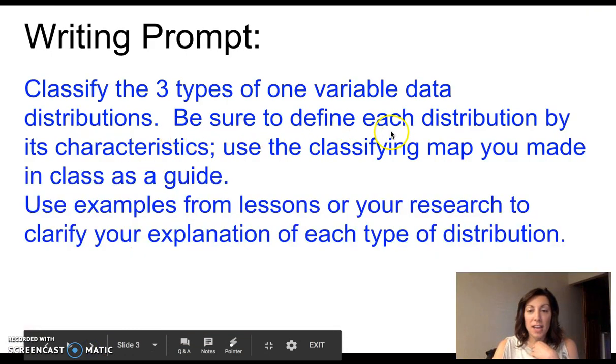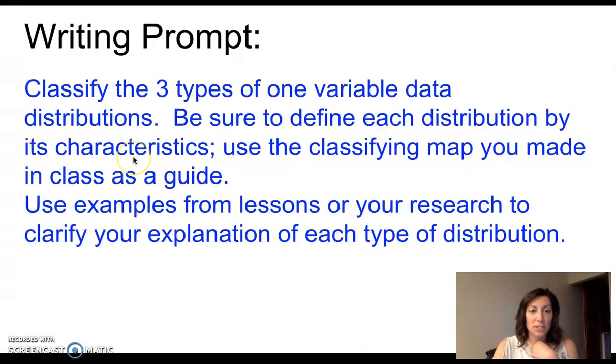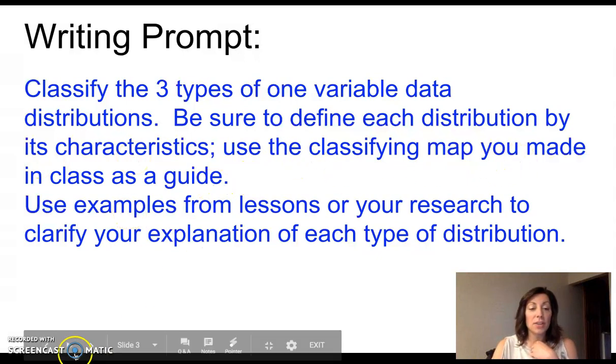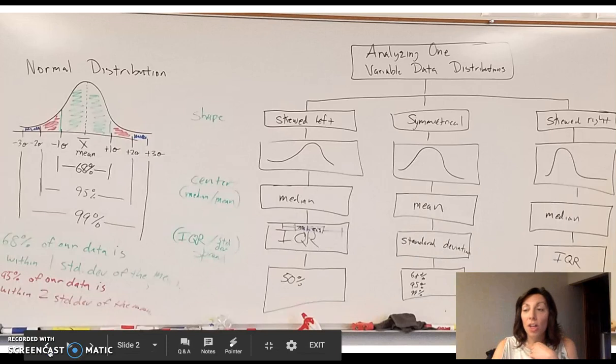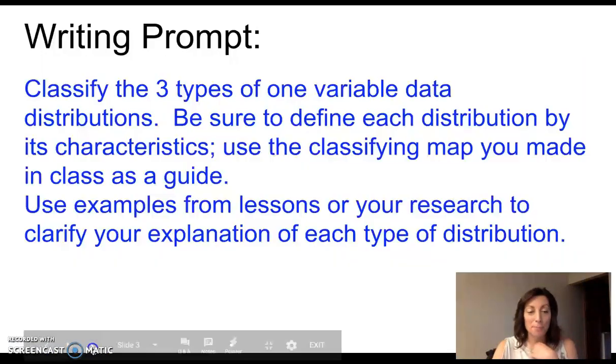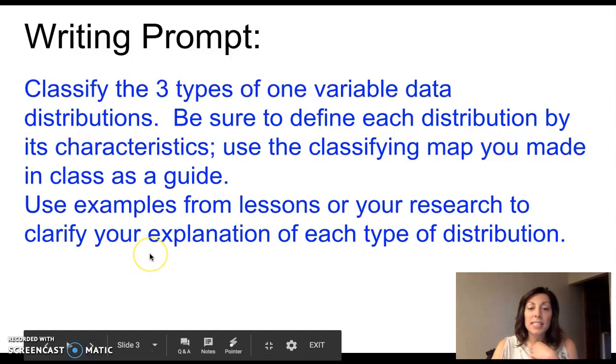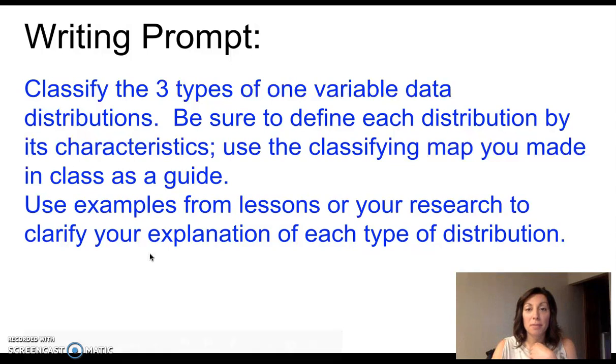Be sure to define each distribution by its characteristics. Use the classifying map you made in class as a guide. In other words, this map has all of the characteristics on it. Don't make something new, follow this map. Use examples from lessons or your research to clarify your explanation of each type of distribution. So use examples from class, from your notes, from a homework assignment. You can Google a normal distribution and put the picture kind of small in your essay.